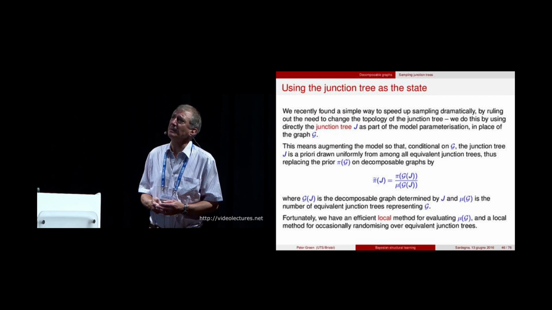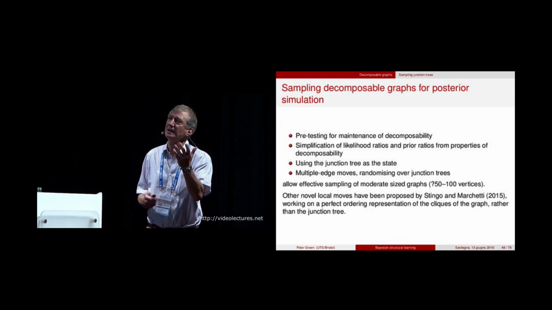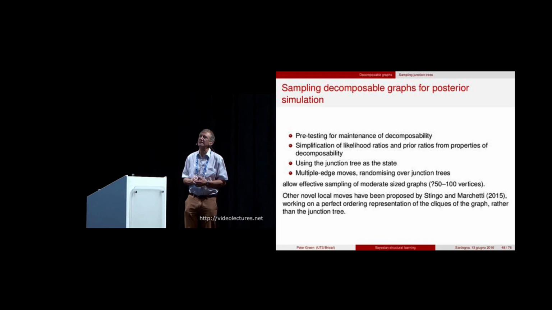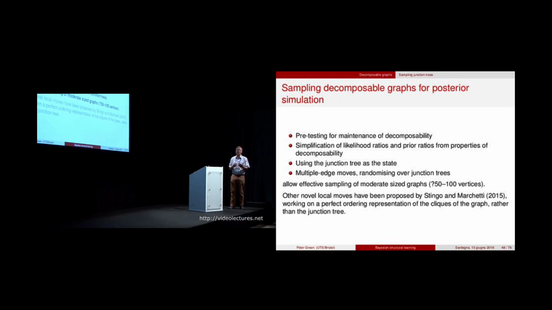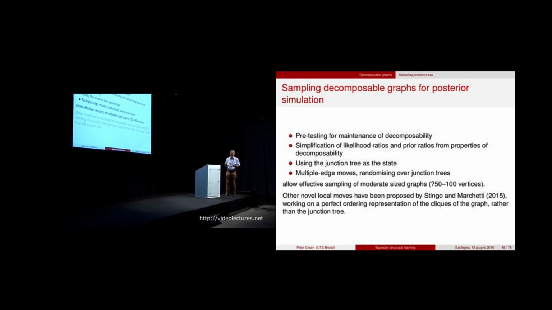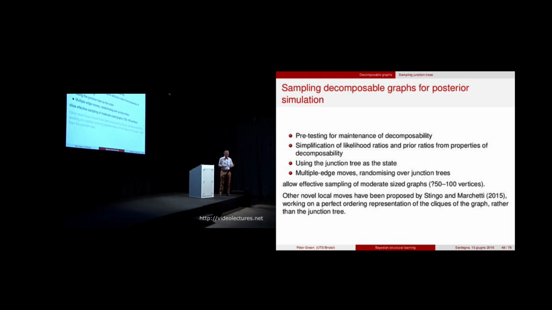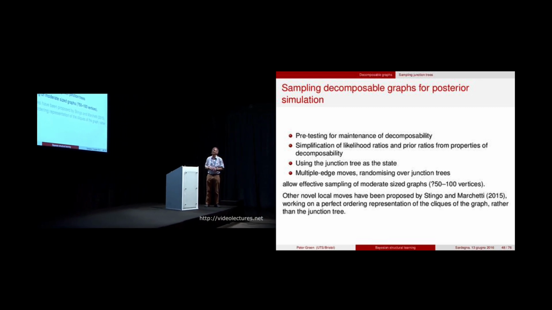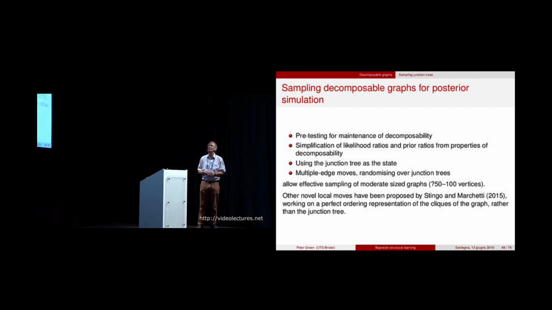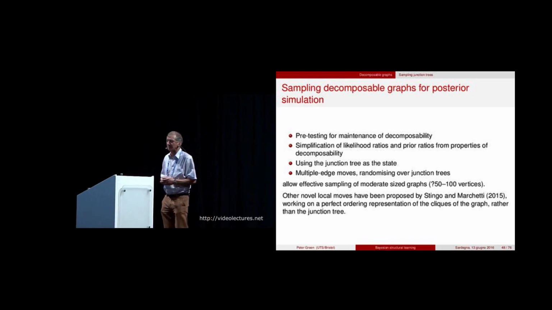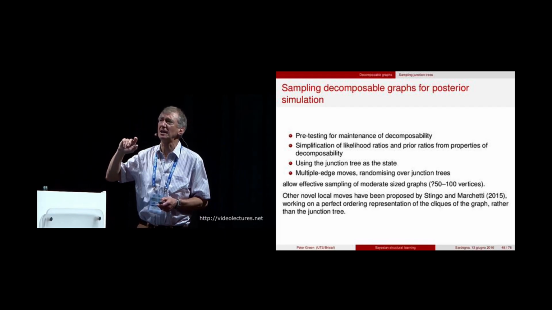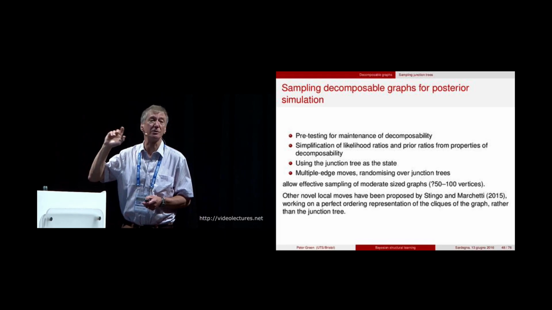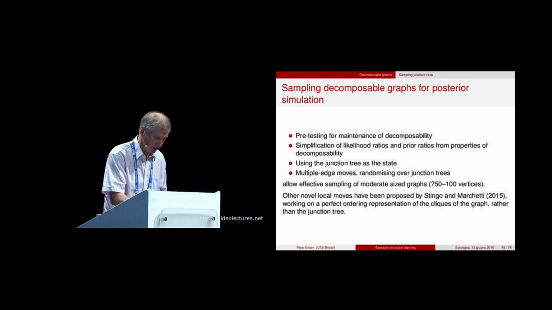In the interest of time, I shall speed forward a little bit, but what we're getting here is a perfect alignment of several nice things that give us computational performance. We've got this pre-testing for maintaining decomposability. We have simplification of likelihood ratios because of that clique separator factorization. We're going to use the junction tree as the state, and we could do certain multiple edge moves. And this allows effectively sampling models of a moderate size. And it's not the only way to sample decomposable graphs by local changes, but it's one of the most explored.